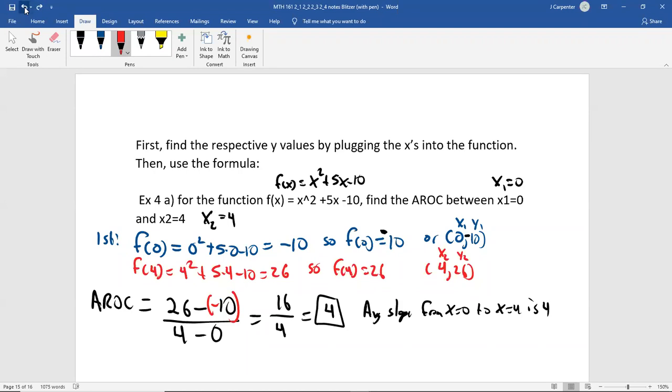All right, so that's 26 plus 10, which is really 36. That's what that should be. And 36 divided by 4 is 9. So the average slope is 9 from x equals 0 to 4. Again, I'm sorry for that. I'd lose a couple points for that on my test.